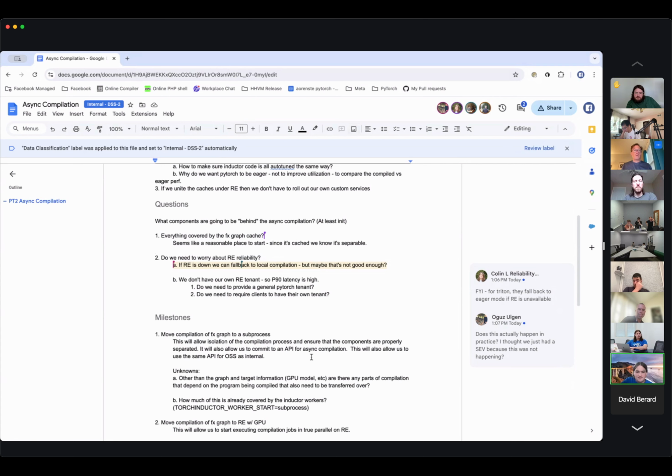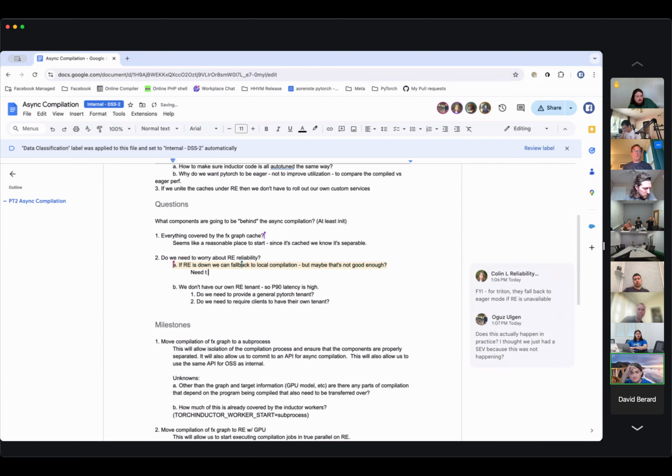If we fall back to local compilation, we'll have to be careful about any compilation that uses memory, just because of worrying about running out of it. Yeah, just because of concurrent use with the eager, which might lead to that. Right. Okay. Yeah, that makes sense. I think Colin was next.